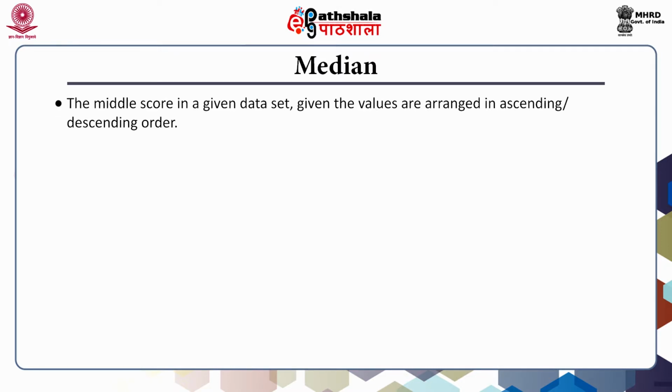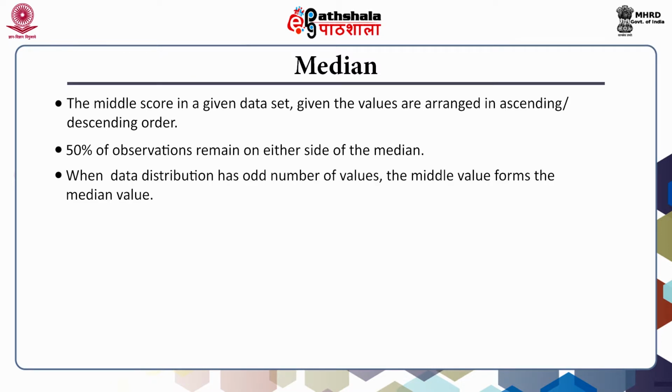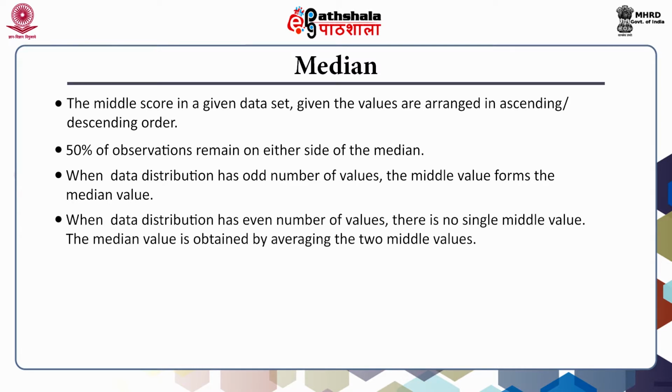Median. The middle score in a given data set, given the values are arranged in ascending or descending order, gives the median. 50% of observations remain on either side of the median. When a data distribution has an odd number of values, the middle value forms the median value. When a data distribution has an even number of values, there is no single middle value. There are in fact two middle values. In this case, the median value is obtained by averaging the two middle values.